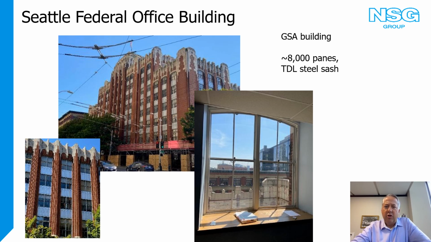But just to give you an example of some of the large buildings you can do, this is a GSA-owned building, the Seattle Federal Office Building. Again, not the coldest climate, not the warmest climate, but a significant energy efficiency improvement with a fairly simple retrofit of just reglaze the existing windows.